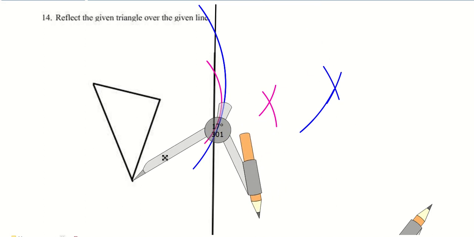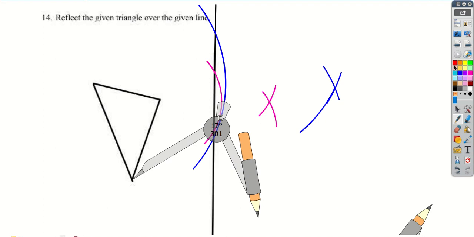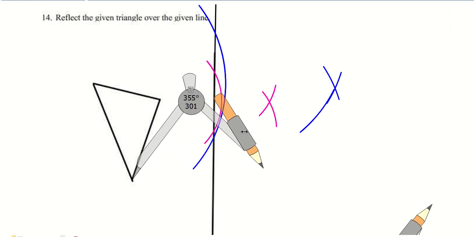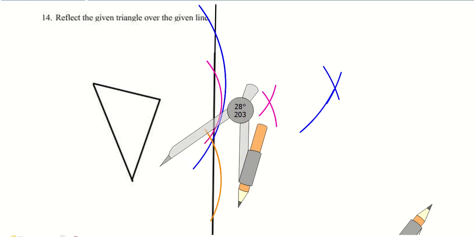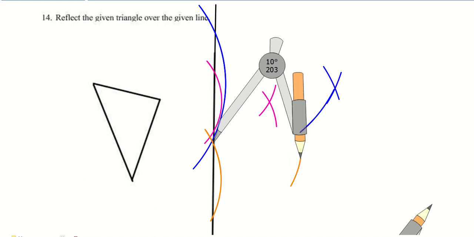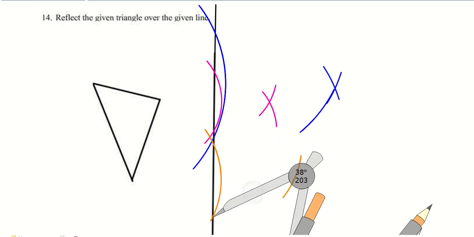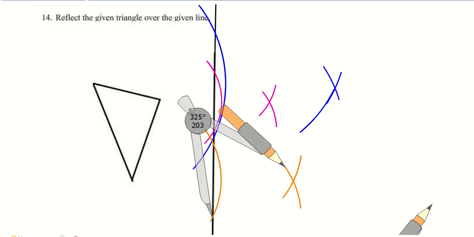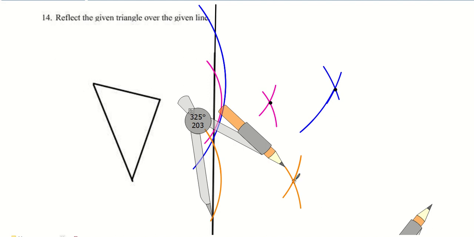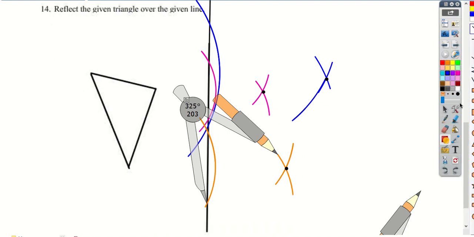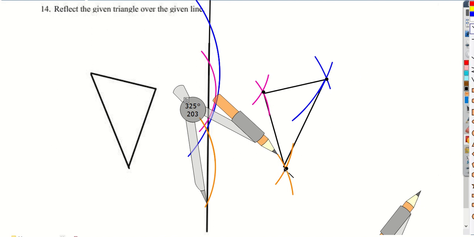And then we do the same thing for the last one. So sharp point on the vertex. Now let's go orange. All right. Hit twice. Back to the middle. Switch it. Okay. And there are three intersection points. So 1, 2, 3. And then we're just going to connect those guys with lines. And we got our reflected image.